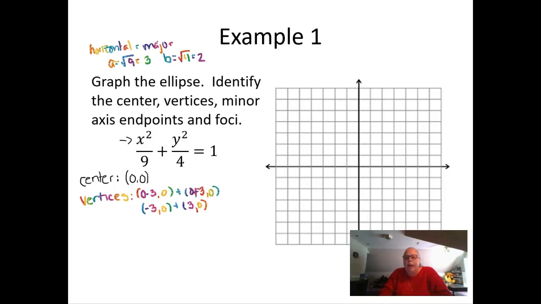All right, let's graph what we have. Let's see, negative 3, 0 is going to be right here. Positive 3, 0 is going to be right here. And of course, the center right here.